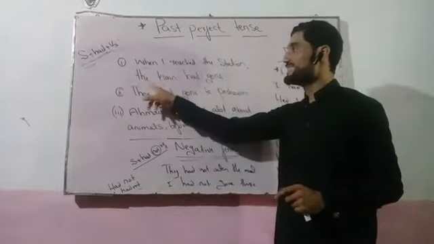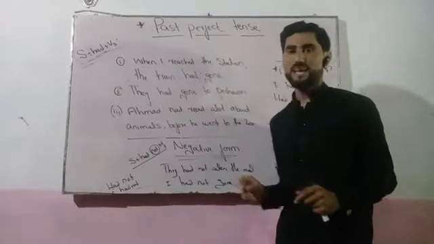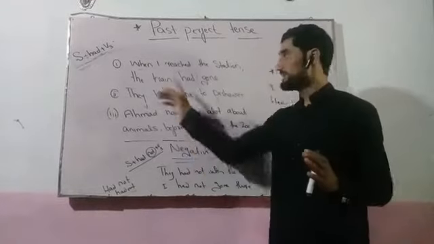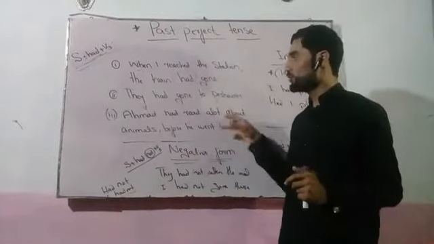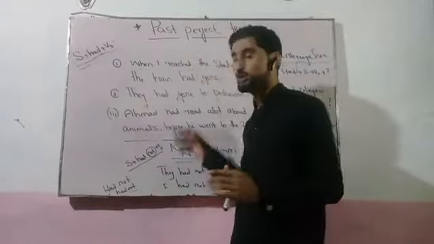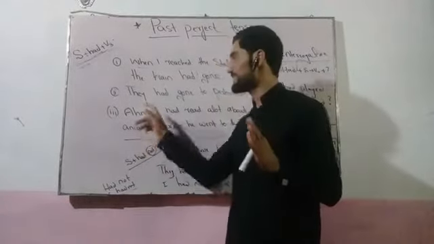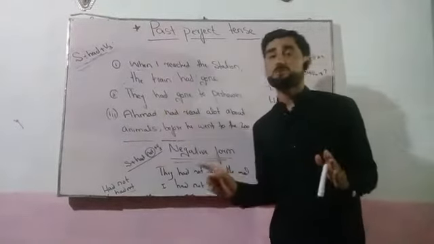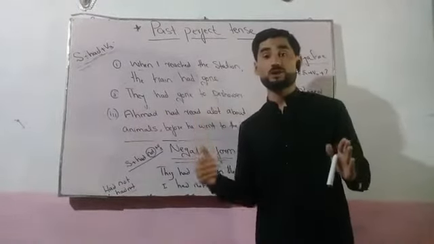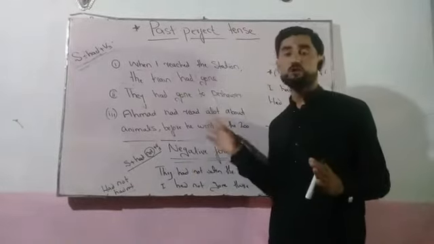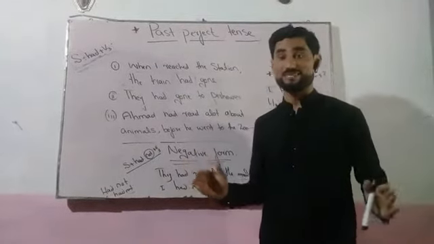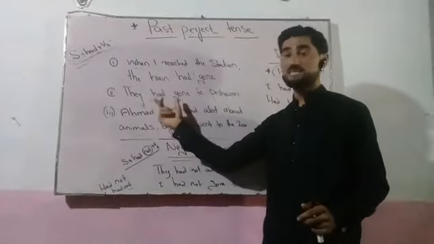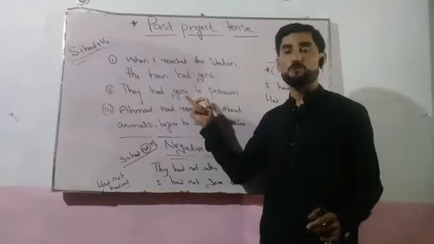I started this sentence with the subject, the train, and then the helping verb had. Finally, the past participle form of the verb go, gone. The train had gone. The next sentence is: they had gone to Peshawar. I started this sentence with the subject they, and then I put the helping verb had, and then the past participle form of the verb go: went and gone. Gone, to Peshawar. They had gone to Peshawar is a sentence of past perfect tense, because subject plus had plus verb third form. Subject plus auxiliary verb plus past participle form of the verb.